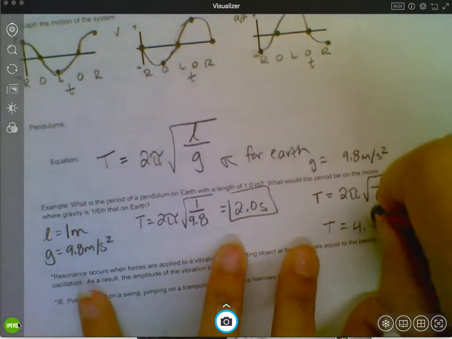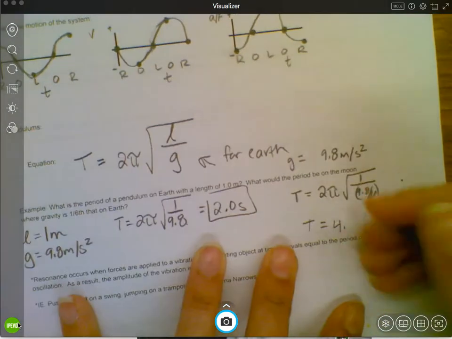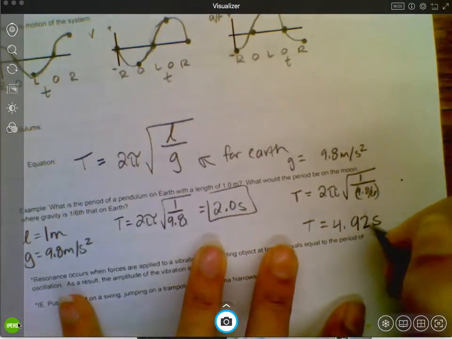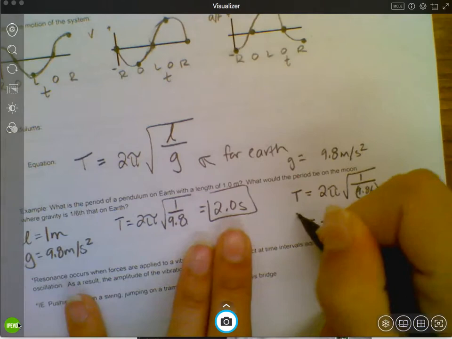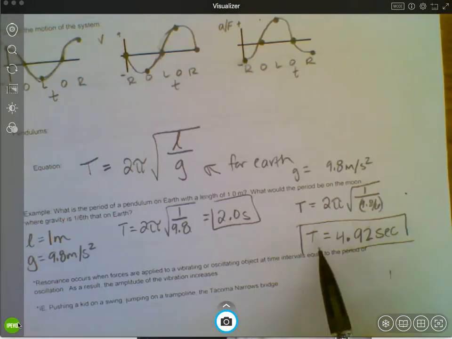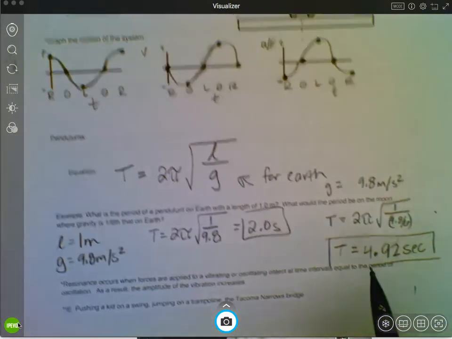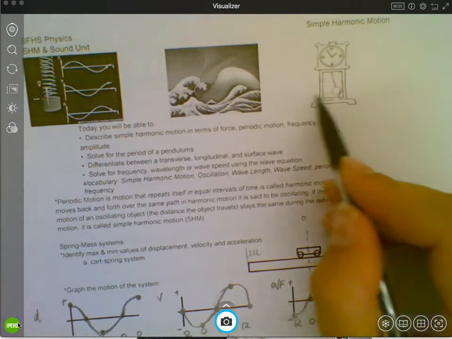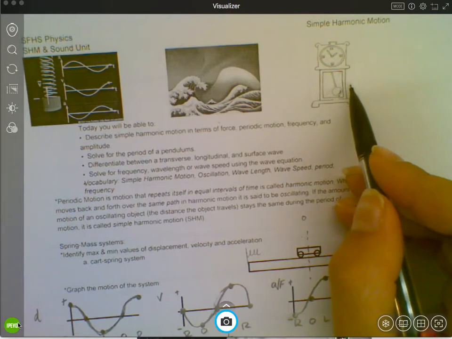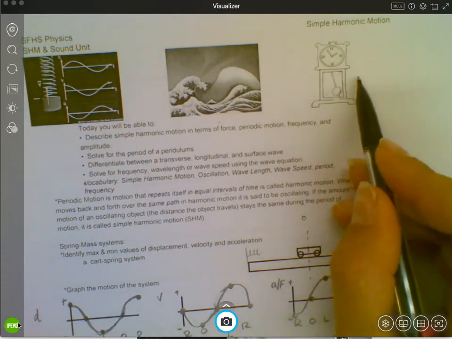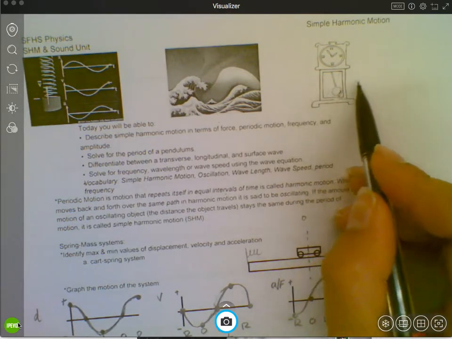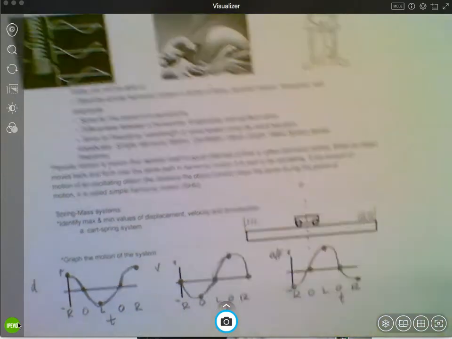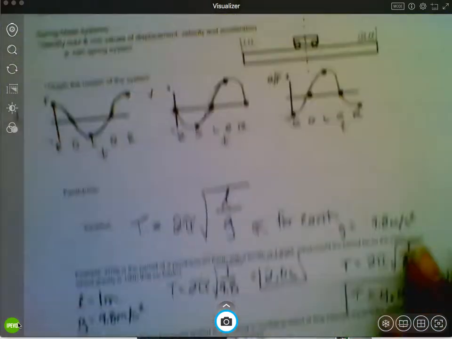Oops, dyslexia there. 4.92 seconds. So when gravity is lower, the period actually goes up because it takes longer. You can imagine a clock here on Earth, it does this, right, every 1 second. But on the moon, it takes longer for gravity to pull down. So it's going to be going slower. So it's going to take longer for that one period. Okay.